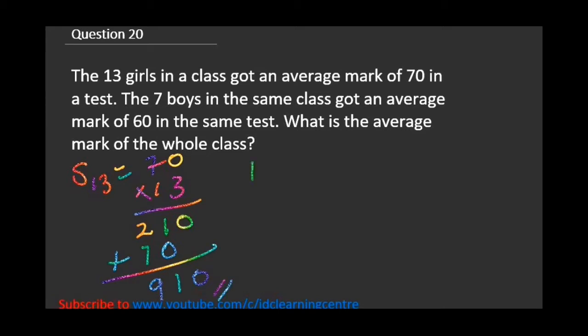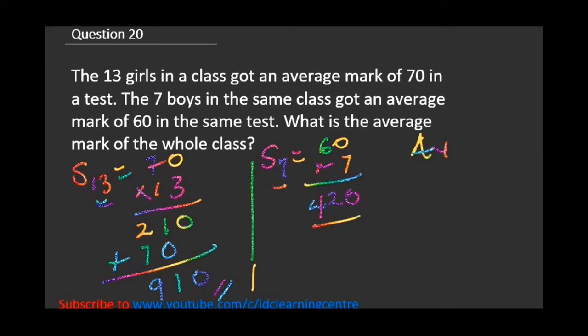The 7 boys in the class got an average mark of 60. Sum of the 7 boys in the class will be 60 times 7. 7 times 0 is 0, 7 times 6 is 42, that's 420. What is the average mark of the whole class? In total, 13 girls plus 7 boys will give us 20.